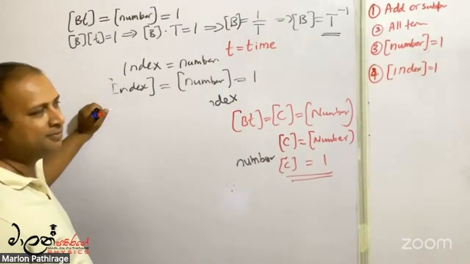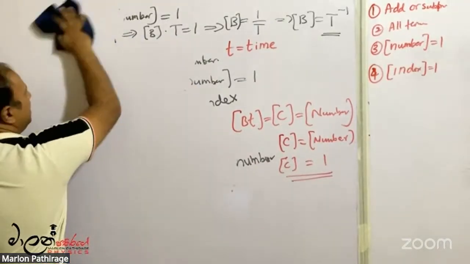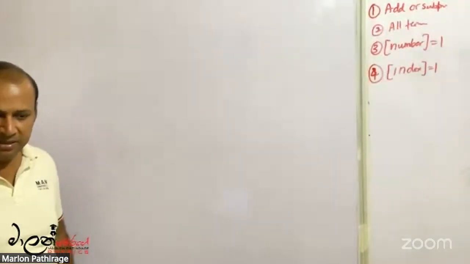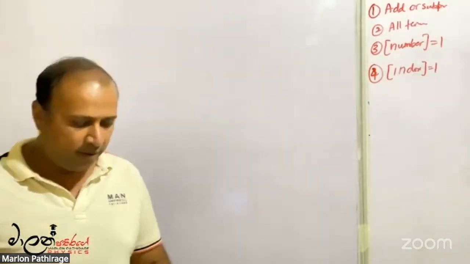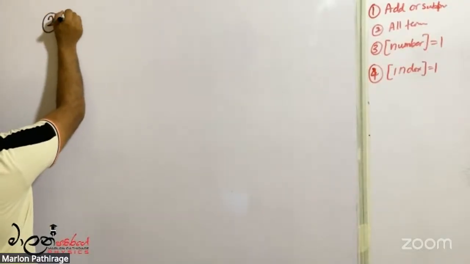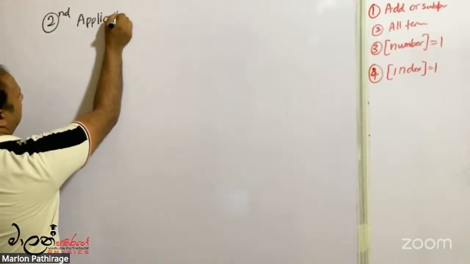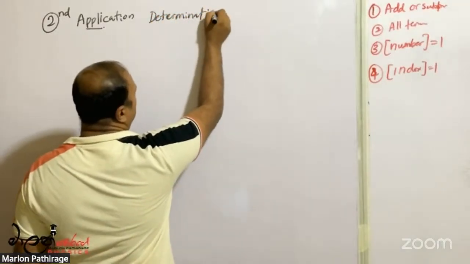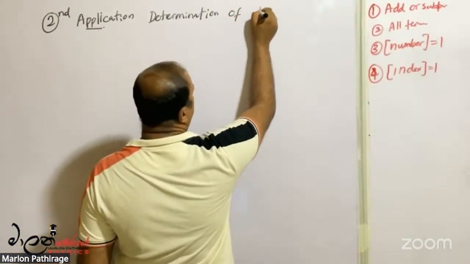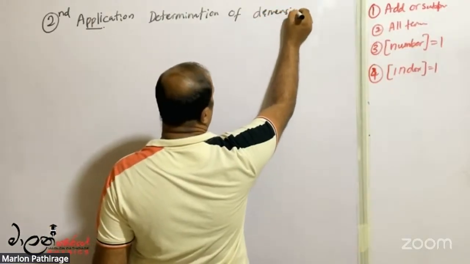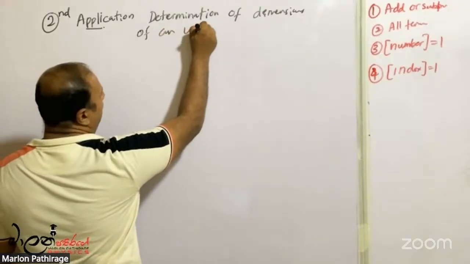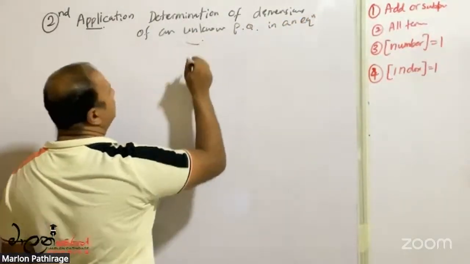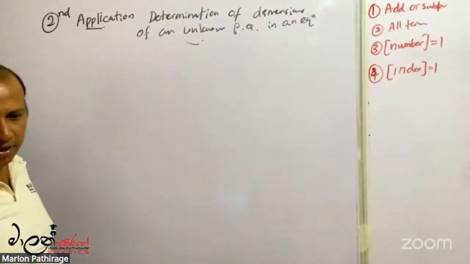Actually I have used the third rule also. Therefore, the second application of dimensional analysis is determination of the dimension of an unknown physical quantity in an equation.